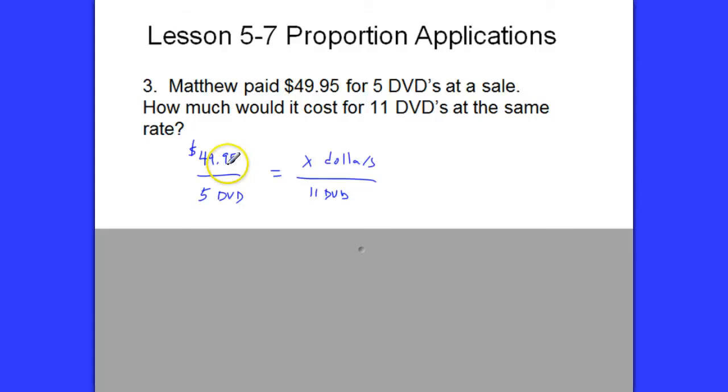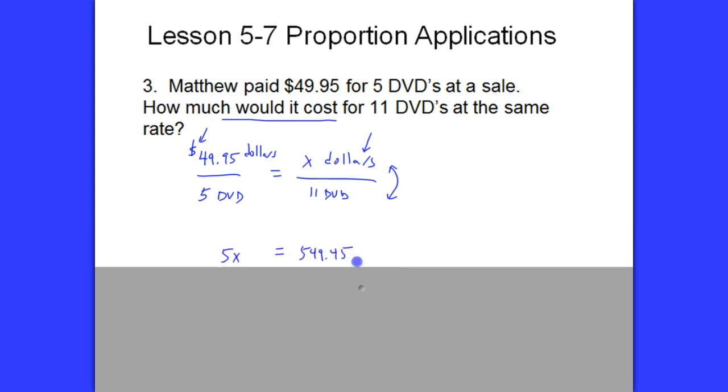This is the ratio that I set up. I put $49.95 over 5 DVDs, and I didn't write out the word dollars, but I guess I could have. I did the symbol there, which is actually fine. And then over here, I put X dollars because that's what we're trying to find. How much would it cost over 11 DVDs on the bottom? So that's how we set it up. Now, you might have flipped it all around, and if you did, that's okay. As long as you kept DVDs, if you flipped it, you would put DVDs on the top on both sides and dollars on the bottom on both sides.